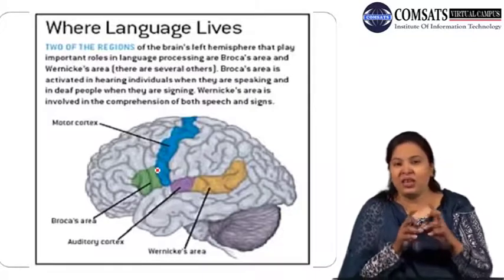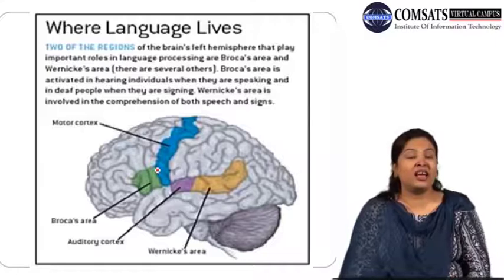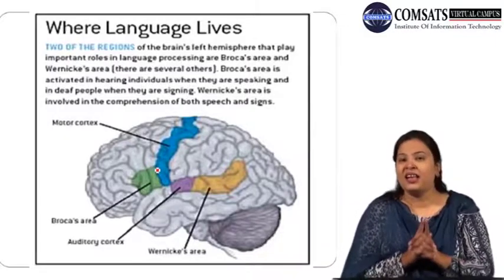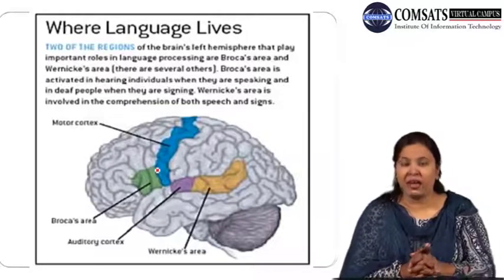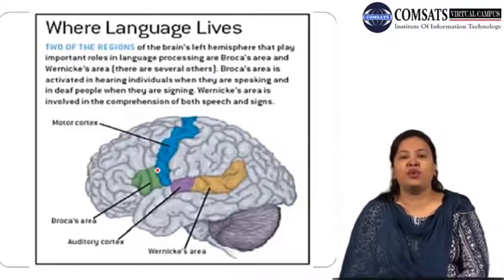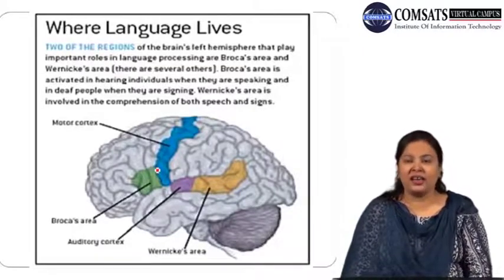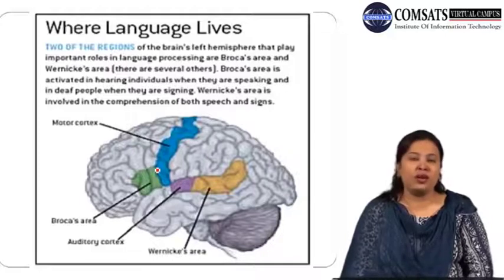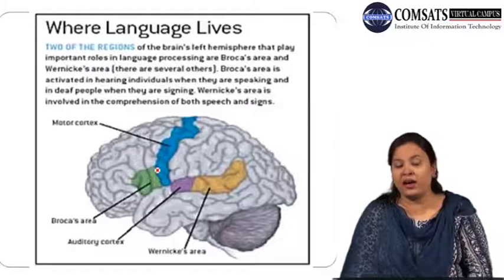That's why I was telling you to focus more on Broca's area and Wernicke's area, because both of them are in the left hemisphere. As we have already discussed, language is usually associated with the left hemisphere of the brain. Inside the left hemisphere there are two highlighted areas, Broca's area and Wernicke's area, which are considered more responsible for language. According to certain research, these are the areas where the language actually resides.